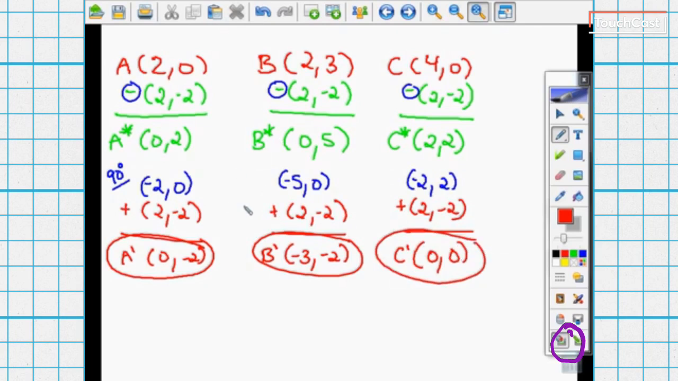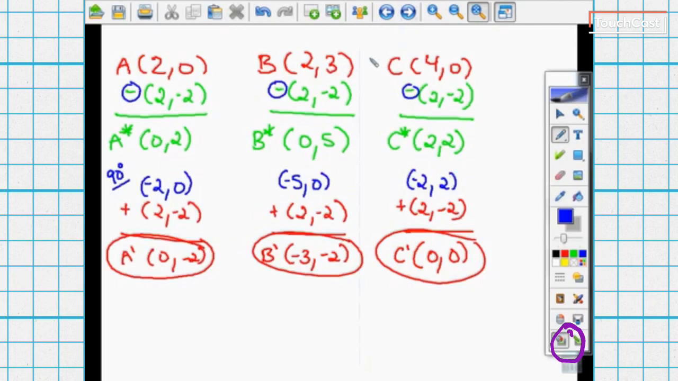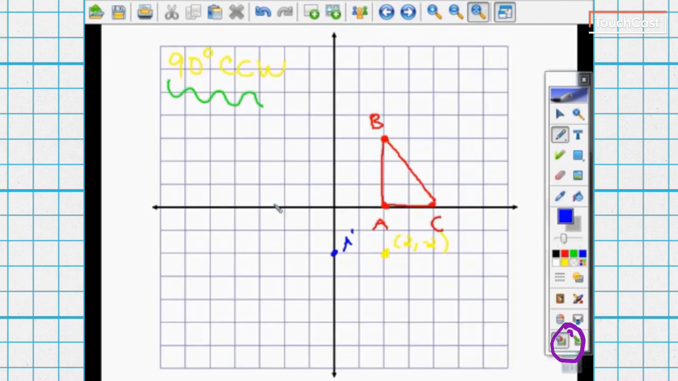All right, so I'm going to go back and plot these points. So A prime is at 0, -2. B prime is at -3, -2. And then C prime is at 0, 0.